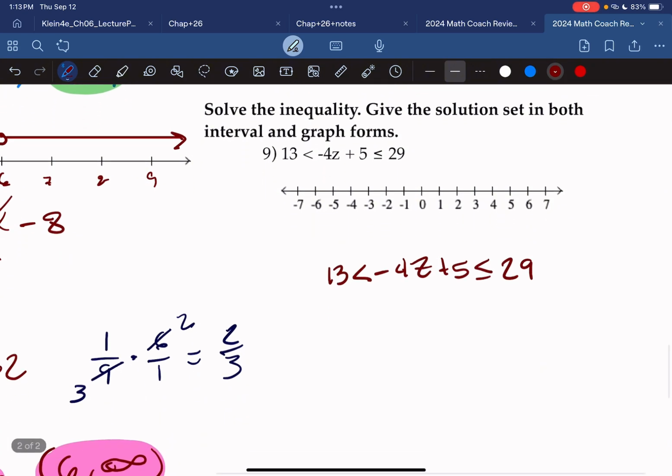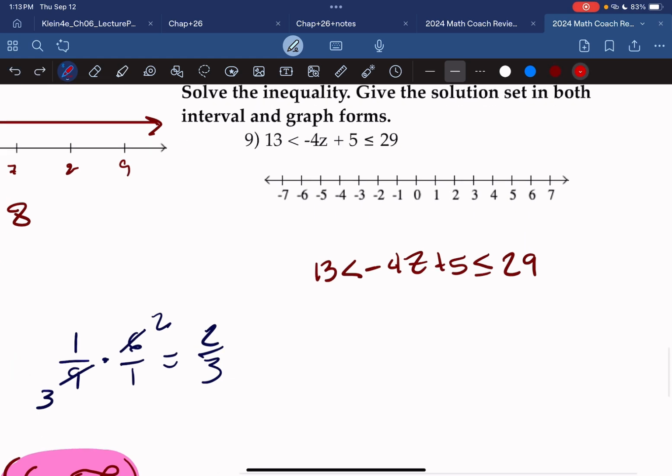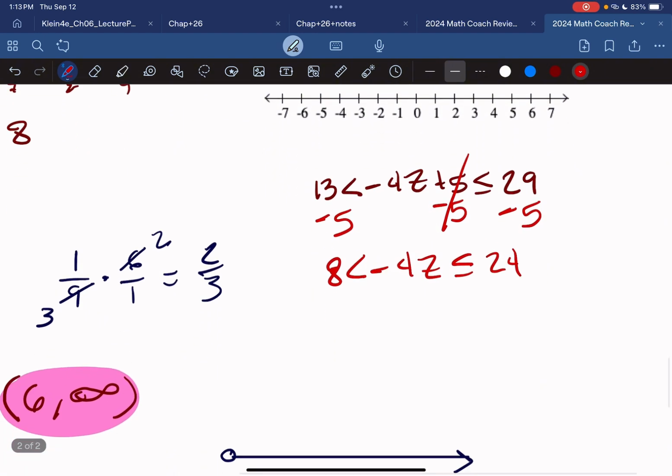When we solve this, whatever we do to one side, we have to do to the other side. So let's put it into play. So minus 5, because we want to isolate z. So minus 5, and then we will do minus 5 and minus 5 to both sides. So 13 minus 5 is going to be 8. It's less than negative 4z. It's less than 24. And now we're going to divide by negative 4.